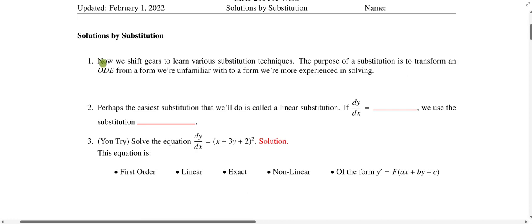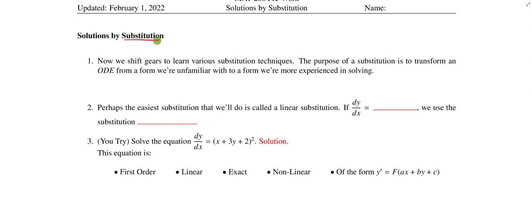Howdy folks. In this section we're going to learn various substitution techniques, and the idea of a substitution technique is essentially to take a differential equation that we don't have a current tool to solve and perform a substitution so that it looks like something that we do know how to solve. For example, we already saw this with our Bernoulli substitutions, where we did a Bernoulli substitution on an ODE and got down to something that we could solve using the integrating factor technique.